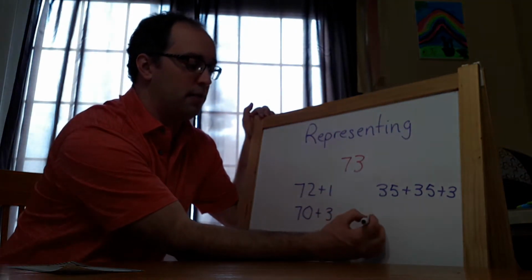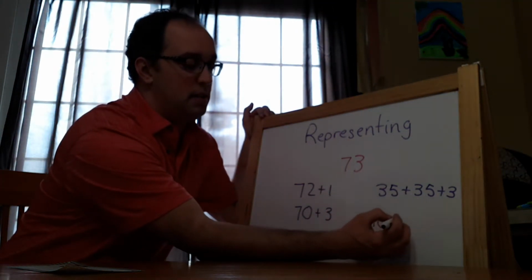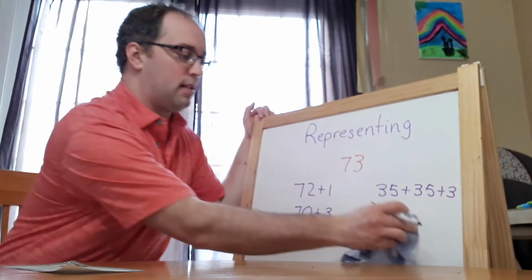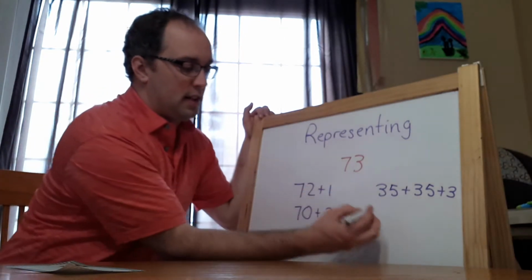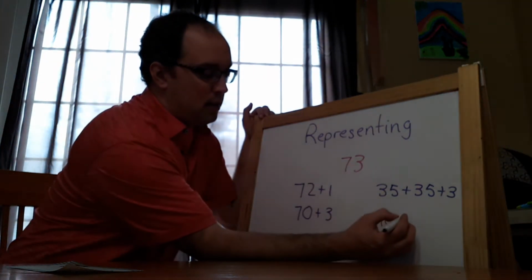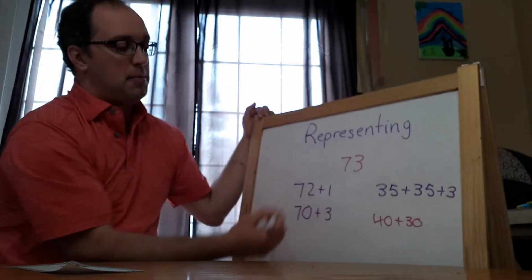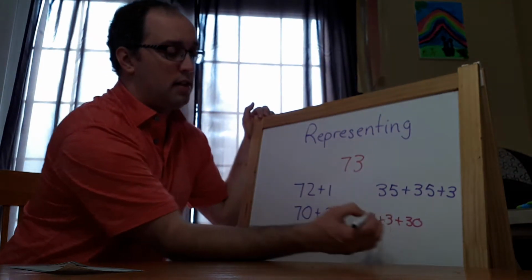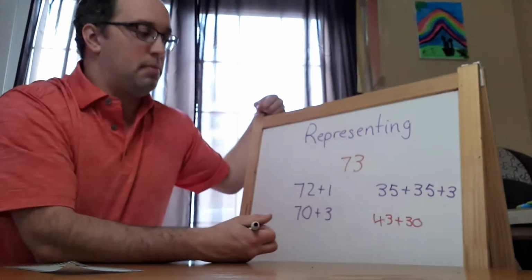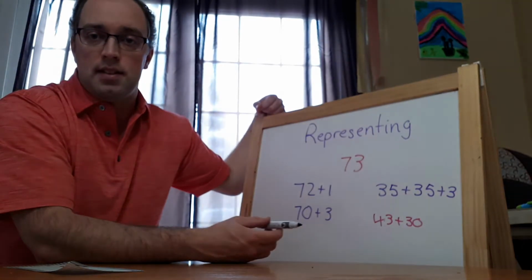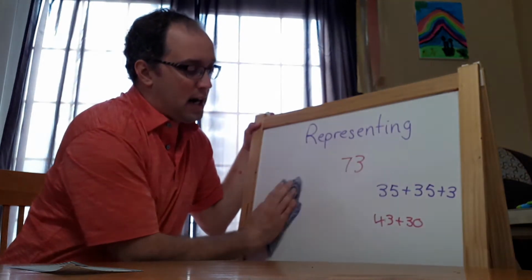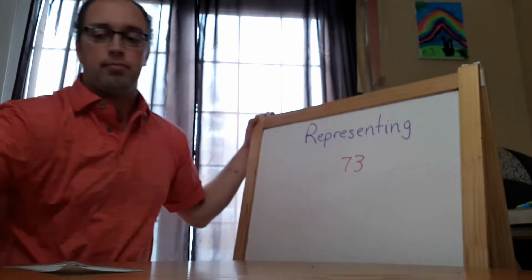Some students will partition the 70 and then tack on the 3 at the end. So they might say, well, 40 plus 30 makes 70, so I'm going to rewrite that. 40 plus 30 makes 70. And now I have my 3, so they'll actually erase one of the zeros and put a 3 on. That's fine. The more practice with this, the better. Also, we can do subtraction expressions.